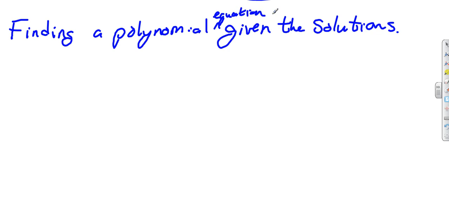So you're finding a polynomial equation when you're given the solutions. So they're going backwards on you for this part. So this is one of those things we're going to kind of work it backwards to get everything that we need here. Now here's one little extra that we need to add before we do this.